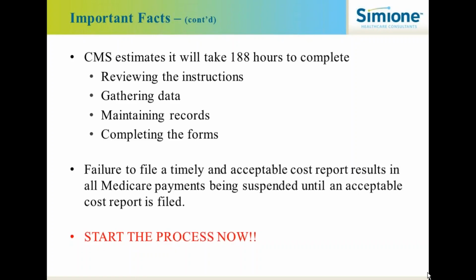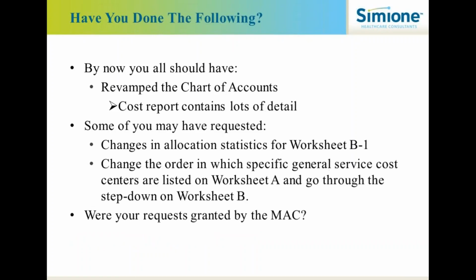So you may want to ask yourself, have you done the following? Have you revamped your chart of accounts? The cost report contains lots of details. Some of you may have requested changes in allocation statistics for worksheet B1, change the order in which specific general cost service centers are listed on worksheet A, and go through the step down on worksheet B. Another thing, if you did request any changes, were your requests granted by your MAC? You may want to check on this. Next slide, please.